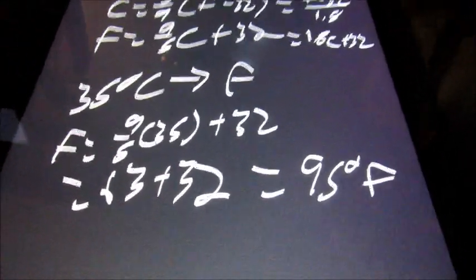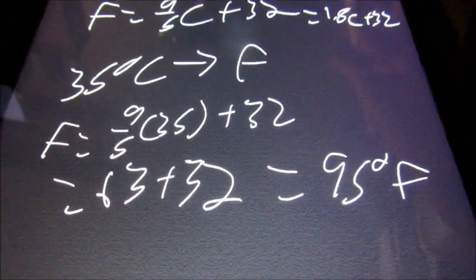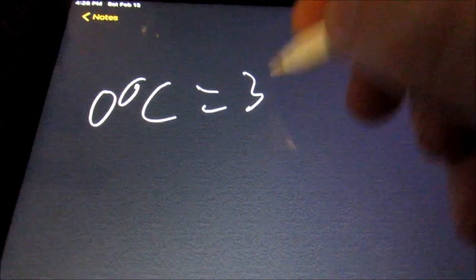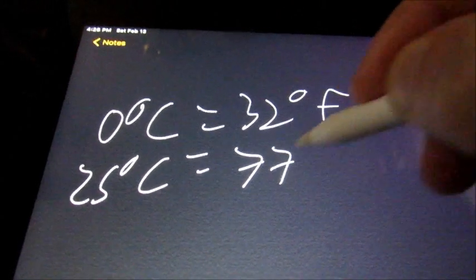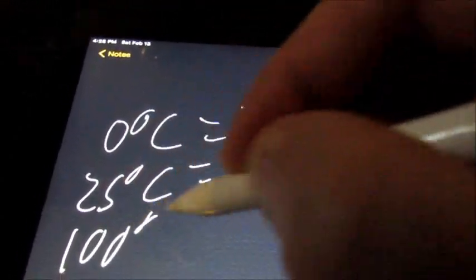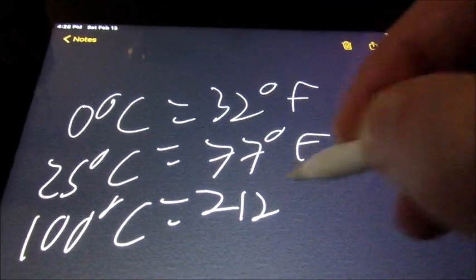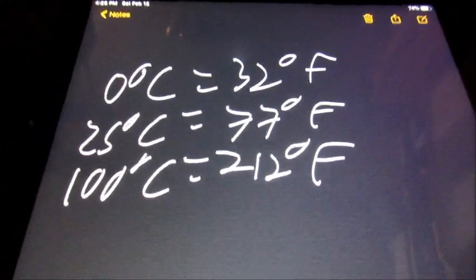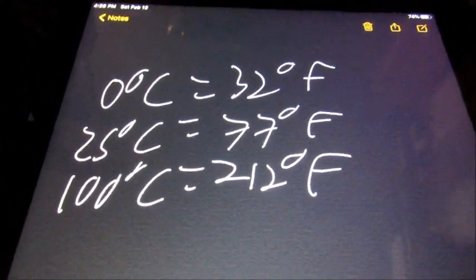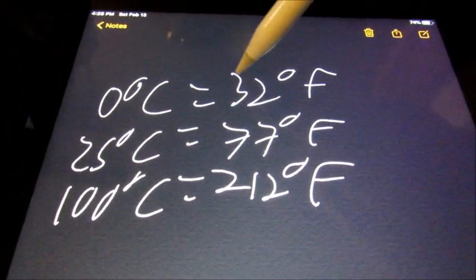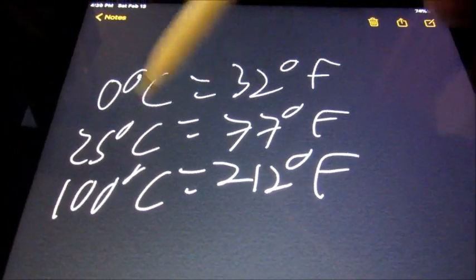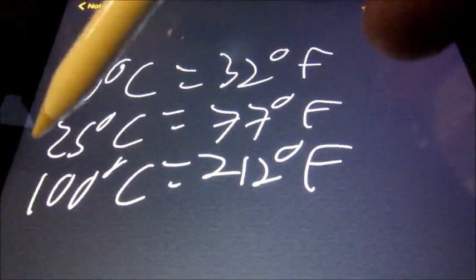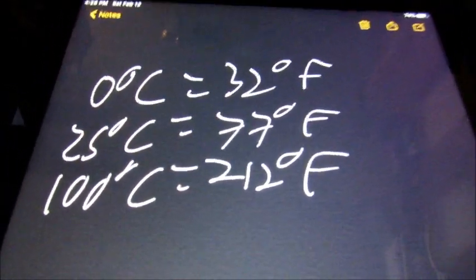So some numbers to remember. I used one of them here, and this will just make things easy for you. 0 degrees Celsius equals 32 degrees Fahrenheit. 25 degrees Celsius equals 77 degrees Fahrenheit. And 100 degrees Celsius equals 212 degrees Fahrenheit. If you know these three, then you can pretty much figure out if the answers that you get are anywhere close. This first one is the freezing point of water. This is what's called standard temperature in chemistry classes and other science, and this is the boiling point of water.